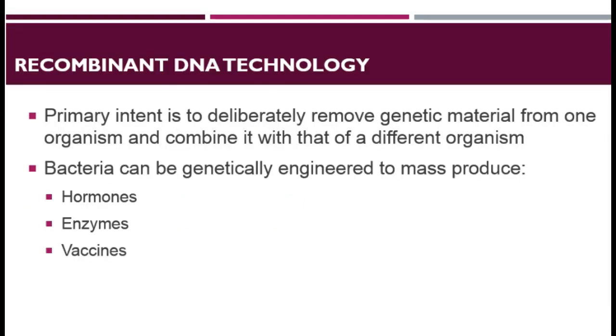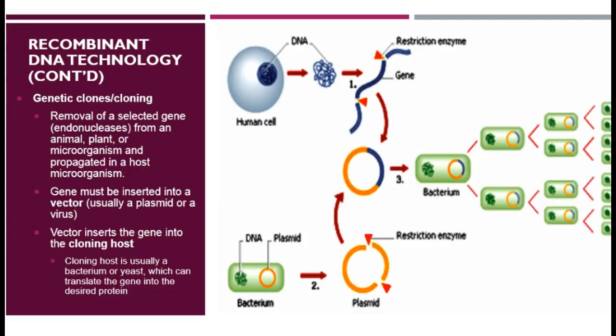So the primary intent of recombinant DNA technology is to intentionally remove the genetic material from one organism and combine it with that of a different organism. And through this process, we have been able to mass produce things like hormones, enzymes, and vaccines for medical use.